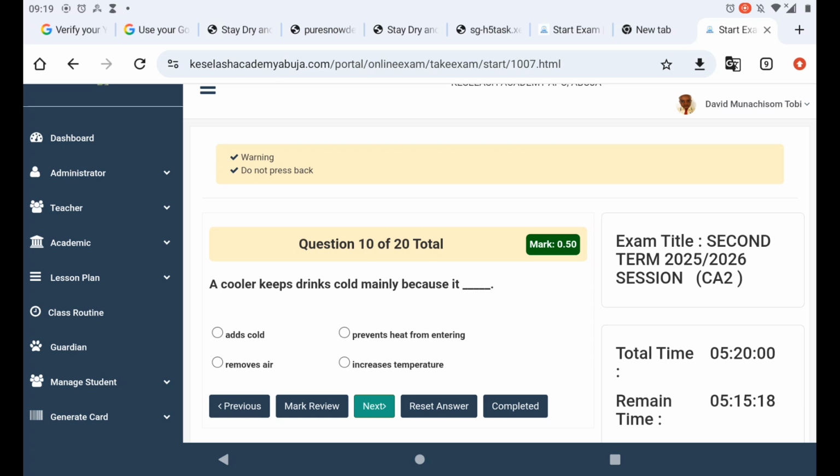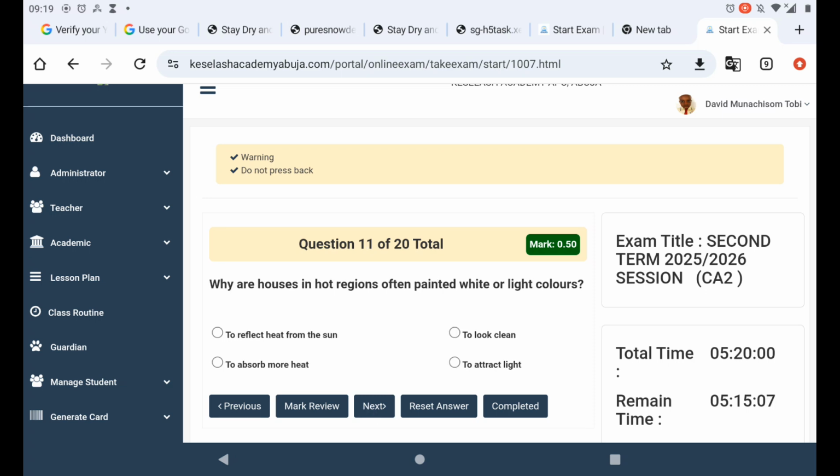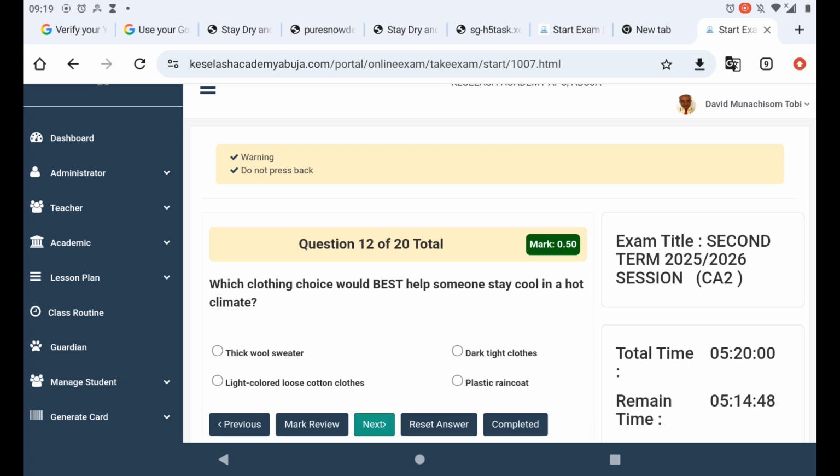A cooler keeps drinks cold mainly because I think it prevents heat from entering. I think so. For a house in a hot region, the roof, I think it will reflect the heat away from the sun, but I don't know. So I'll press this one.